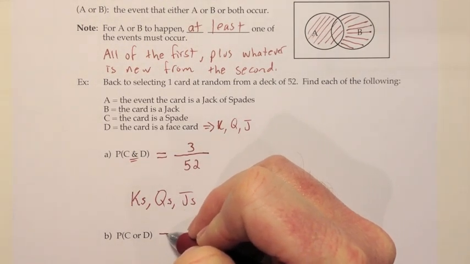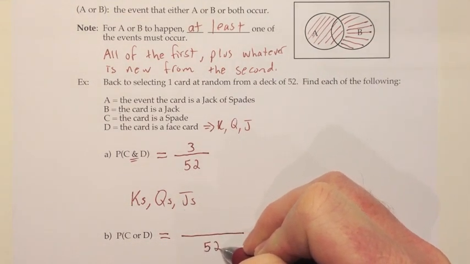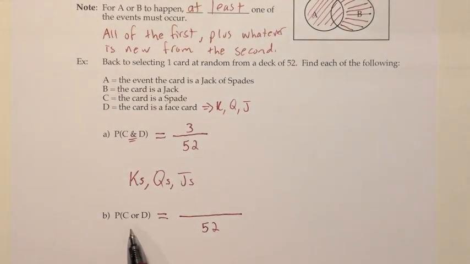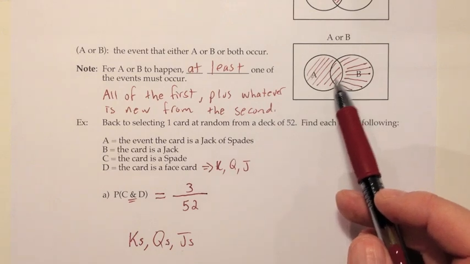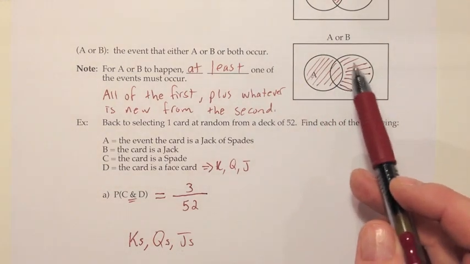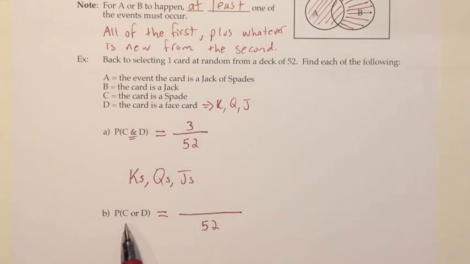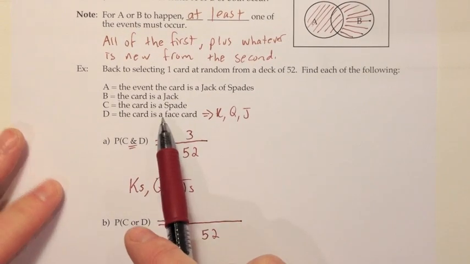So now let's go ahead and look at the OR question. Again, we're selecting one card out of 52, so the denominator on this question is going to be 52. And with an OR, it's different. The card doesn't have to be one or the other. It doesn't have to be both. It could be one or the other or both. But really, when I do an OR, I want to think about this picture up here. Count all of the first one and only the new stuff from the second one. So let's go back down here and look at this and say, okay, first I want to count everything that is in event C. And C is the card is a spade.